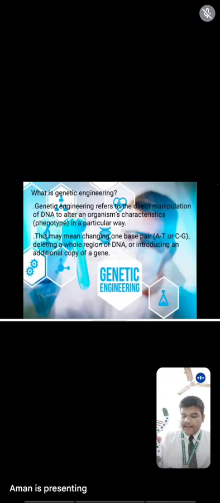What is genetic engineering? Genetic engineering refers to the direct manipulation of DNA to alter an organism's characteristics, the phenotype, in a particular way. This may mean changing one base, that is A to T or C to G, deleting a whole region of DNA, or introducing an additional copy of a gene. Like when the sequence is changed, the mutation that happens over there, there's a whole new DNA being formed. The code is different.